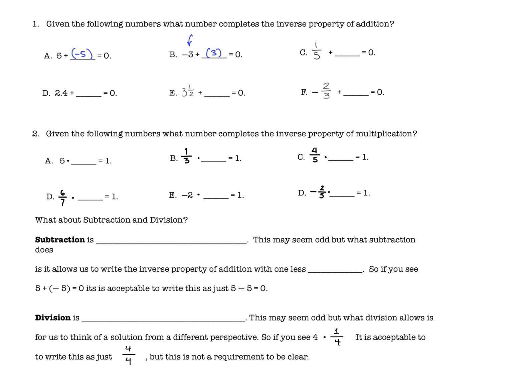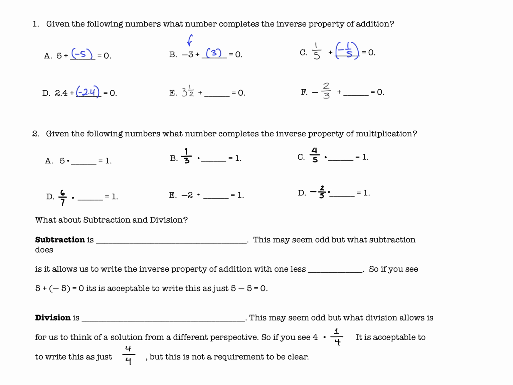Notice we've just been using what we call integers. What we haven't used yet are rational numbers, and rational numbers are just things that are written as fractions. So 1/5, what is the opposite of 1/5? It is -1/5. So even if I have fractions, it holds true. Moving on to D, 2.4. The opposite of 2.4 is just -2.4, so it works for decimal form.